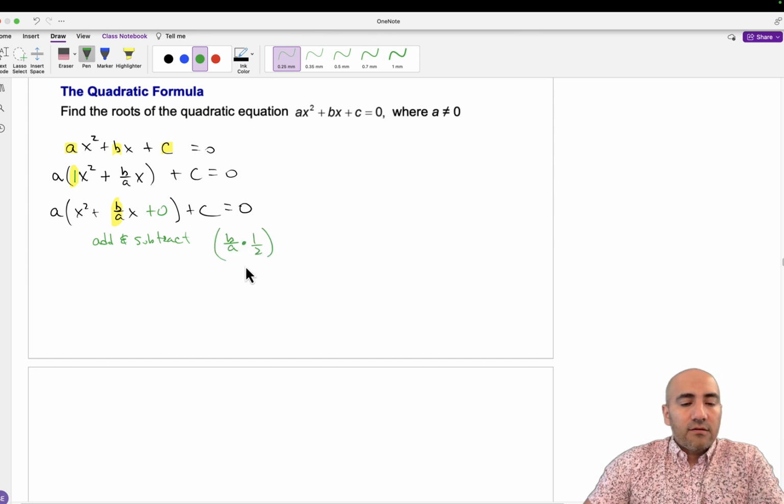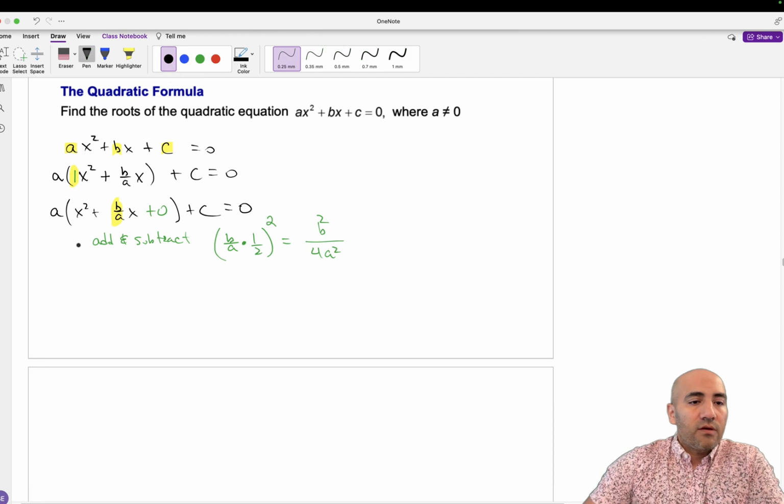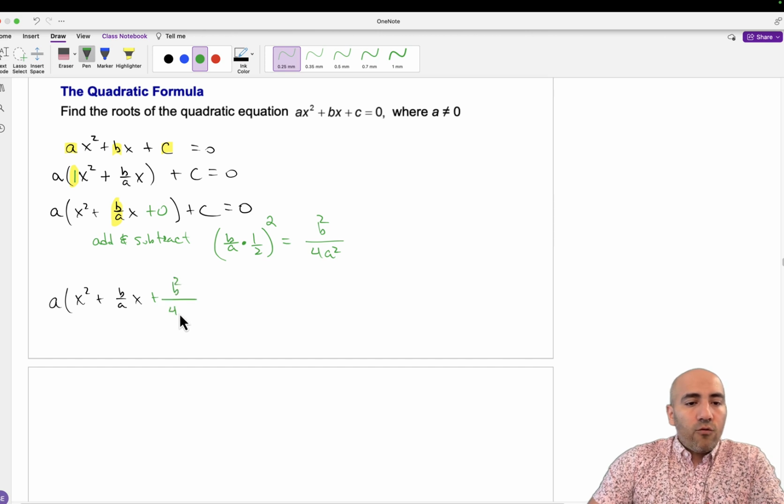It's half of it. Half of that number squared is the perfect thing to add and subtract. So simplifying this a little bit, this is just going to be b squared over 4a squared. That's the perfect value to add and subtract to guarantee a perfect square trinomial. So now I copy this down over here. I get x squared plus b over a x. And the perfect thing to add and subtract is b squared over 4a squared minus b squared over 4a squared.